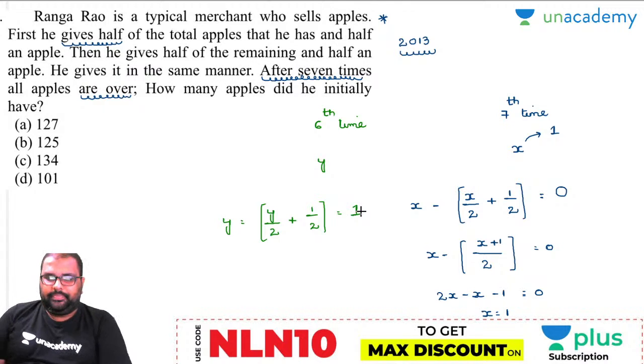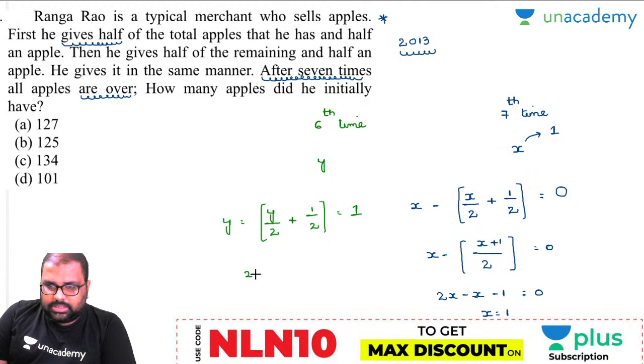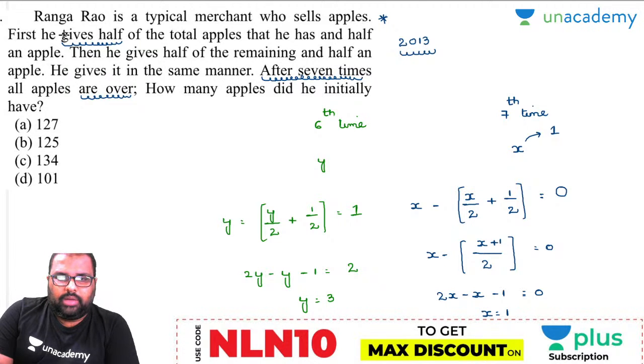I think I am clear. By again crisscrossing this, you will get 2y minus y minus 1 is equal to 2, and your y will be equal to how much? Will it be 3? Yes. I'll do one more scenario, then you can get clarity. Let us take the 5th time. And the same, let us consider there are z apples in the basket.